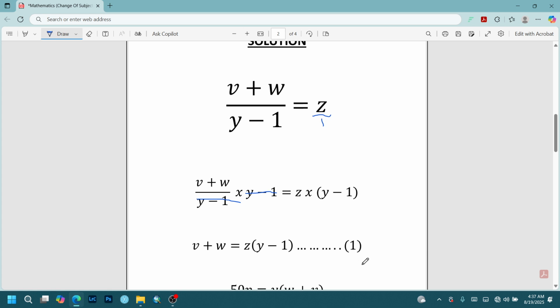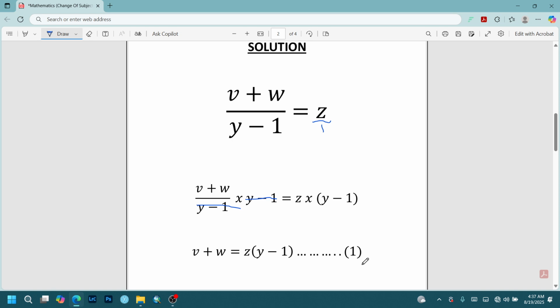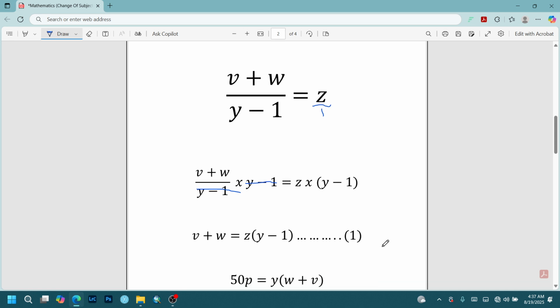Okay, so what it literally means is that wherever you meet v plus w or w plus v, you have to insert z multiplying y minus 1 into the equation. Okay, so let's move on to our next equation.